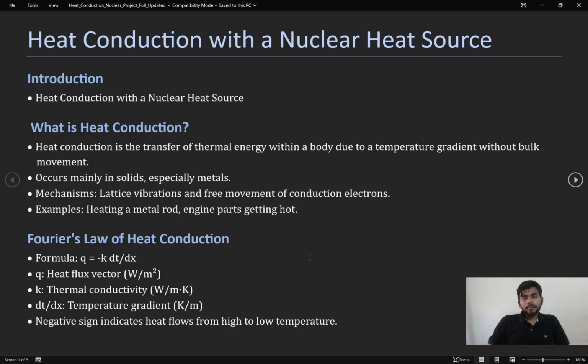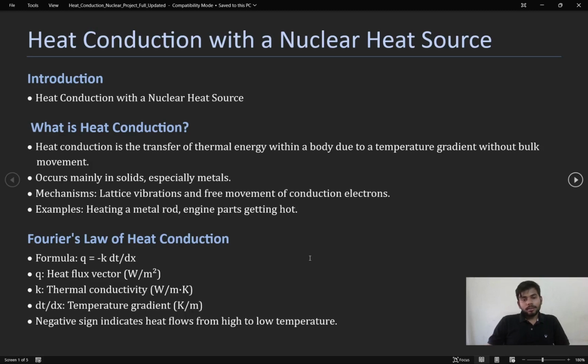And conductive heat transfer mainly occurs in solids, especially metals. Molecules do not leave their main position for energy transfer. They just vibrate at the main position. So the mechanism of heat transfer by conduction is lattice vibration and free movement of conduction electrons. There are many common examples in day-to-day life, like heating a metal rod or engine parts getting hot.